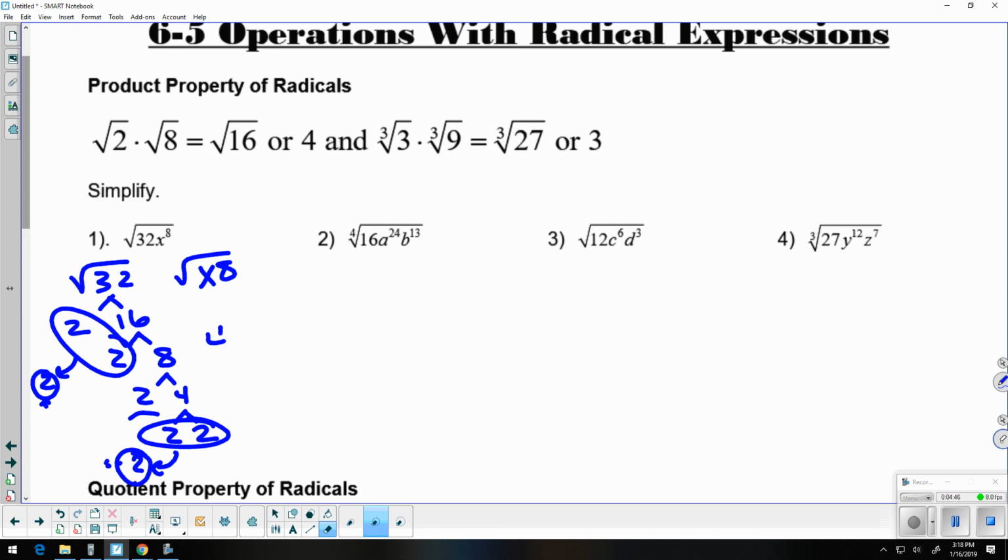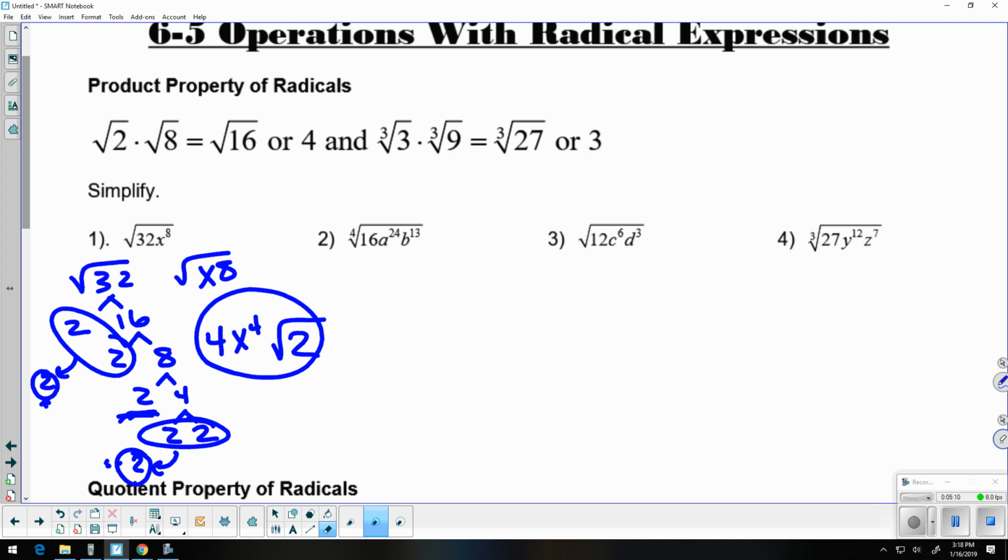And I'm going to leave some room underneath the square root, where we still have 2 left over, so this guy's still left. As far as x to the 8th, we're taking the square root of x to the 8th, which should ring a bell from the previous section. The square root of x to the 8th is just going to be x to the 4th, with no x's left over. So my answer would be 4x to the 4th times the square root of 2. Okay, that's my final solution.